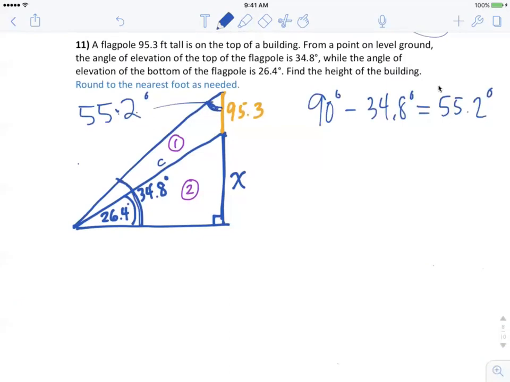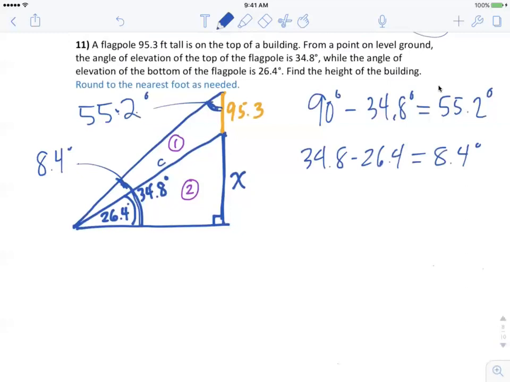The other angle I would like is this little angle here, which is just the difference between those two angles of elevation. So I'm going to take 34.8 minus 26.4, and that's 8.4 degrees. That's this little angle there. Okay.